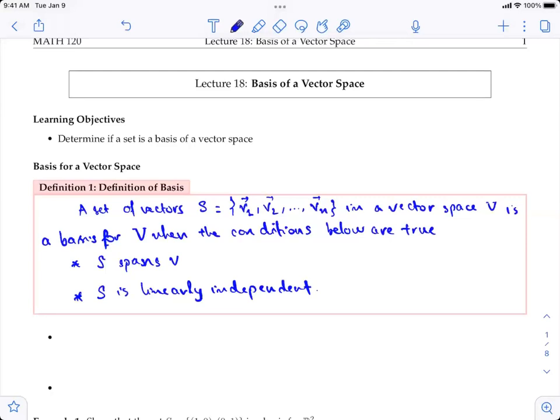And the second condition is that S is linearly independent. To show that, the linear combination C1 times V1 plus C2 times V2 plus up to Cn times Vn equals the zero vector, and it only holds when the coefficients C1, C2, up to Cn are all equal to zero. You will see in the example how this plays out, how we show S spans V and S is linearly independent.